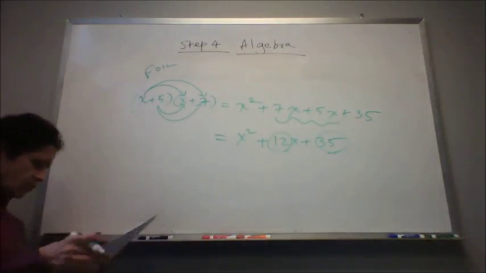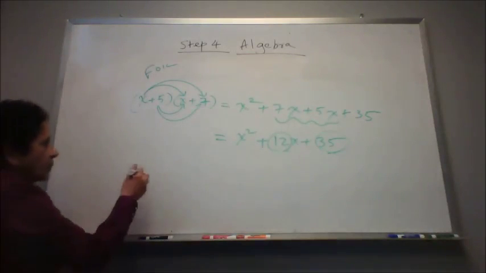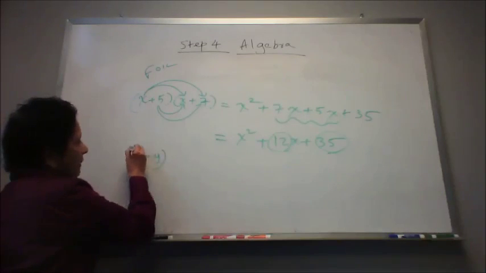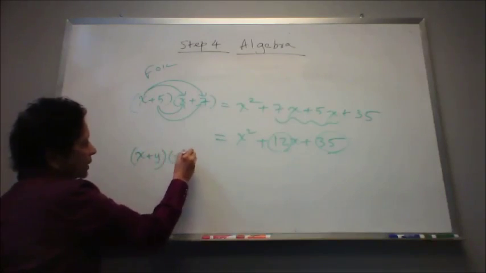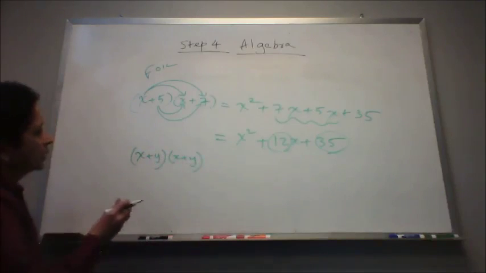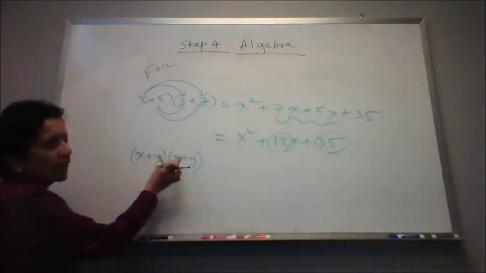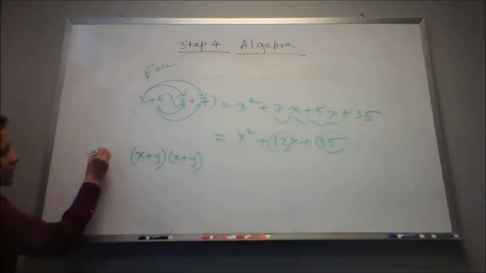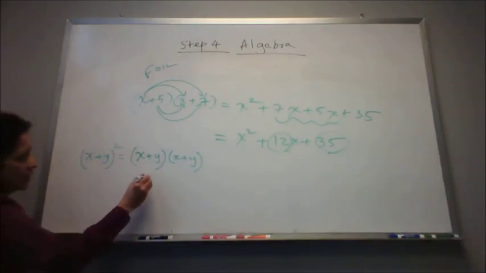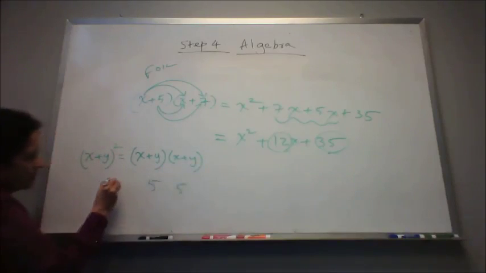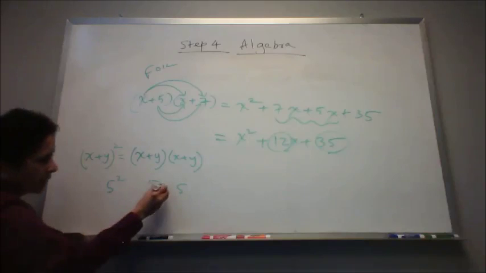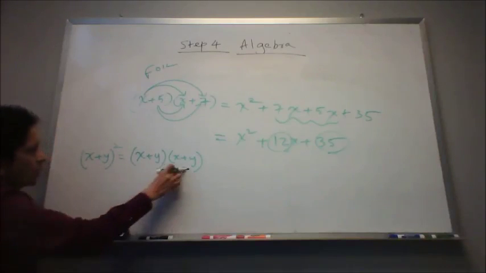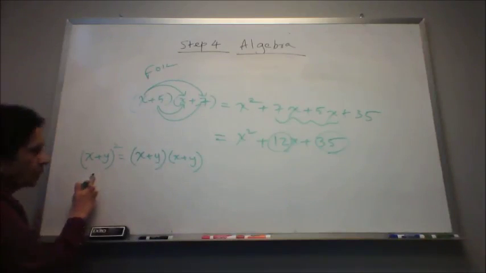So then you can use the same FOIL method to do other things. So let me do one more thing. So let's say that I want x plus y times x plus y. So let's say I want to multiply this, okay? So I'm multiplying x plus y by itself, right? So what does that mean? So I can write that as x plus y squared, right? So 5 times 5, I write 5 squared, right? 5 times 5 is 5 squared. Similarly, I write x plus y times x plus y is x plus y whole squared, okay?